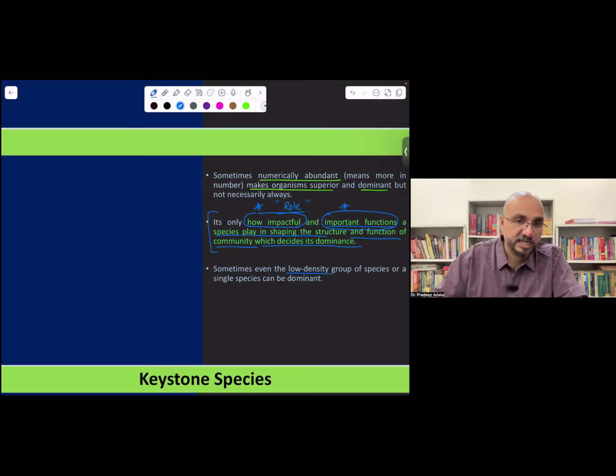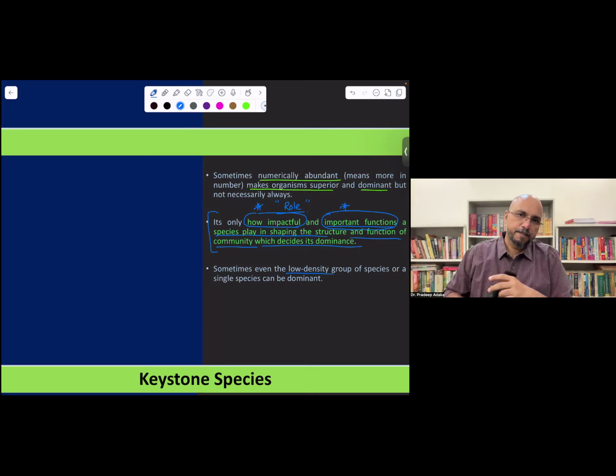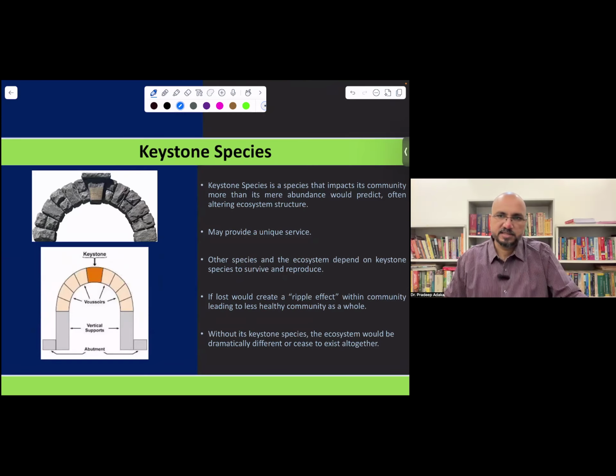Sometimes a group which has very low density, very few individuals, is even then considered a dominant species. It is not necessary that the one with the largest population will be dominant. Generally, they are dominant, but it is not always necessary. So the exception we were talking about: it is not necessary that the species with the largest number will always be dominant. Some species with even lower numbers can be considered dominant species.